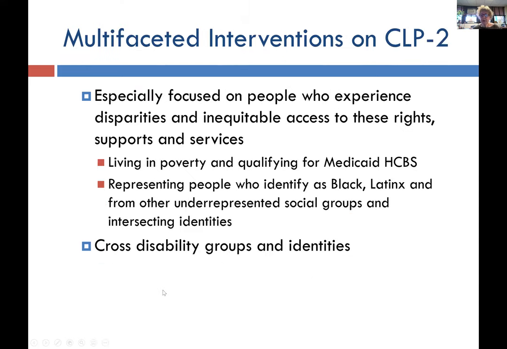All of the projects are especially focused on people who experience disparities and inequitable access to these civil rights. So to a large extent, the majority of people were living in poverty and qualified for Medicaid home and community-based services, so public assistance. A significant proportion also represented people who identify as African American or Black, Latinx, and from other social groups. And the population was definitely a cross-disability group, because no matter what your disability, or even if you don't have a disability yet, you are at risk for landing up in a public nursing home.